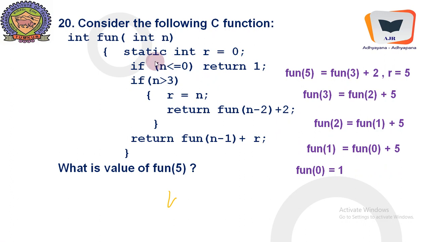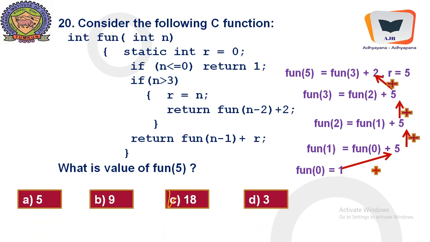Function 0 equals 1. It is already written: if n is less than or equal to 0, return 1. Therefore the answer will be collected like an upward ladder: 1 plus 5 plus 5 plus 5 plus 2. So 6 plus 5 is 11, 11 plus 5 is 16, 16 plus 2 is 18. So 18 should be the answer.